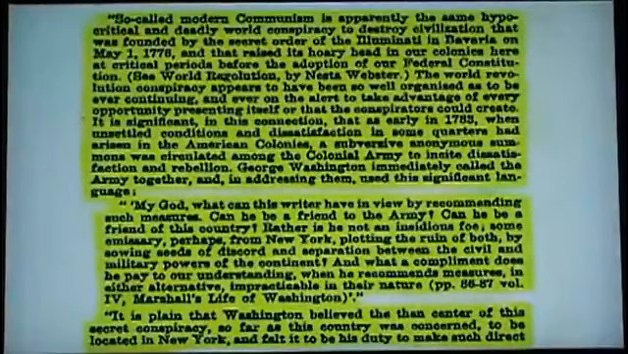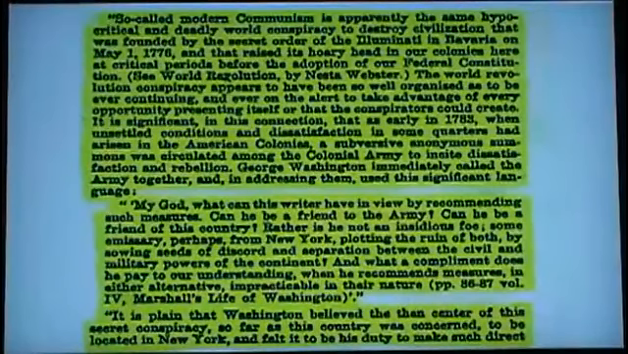Now the next page went on to say that so-called modern communism is apparently the same hypocritical and deadly world conspiracy to destroy civilization that was founded by the secret order of the Illuminati in Bavaria on May 1st, 1776, and that raised its hoary head here in our colonies at critical periods before the adoption of our federal constitution. See the book World Revolution by Nestor Webster. The World Revolution conspiracy appears to have been so well organized as to be ever continuing and ever on the alert to take advantage of every opportunity presenting itself or that the conspirators could create.